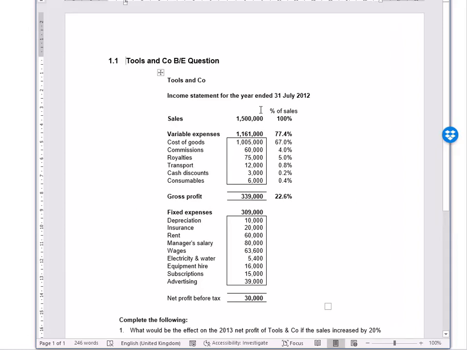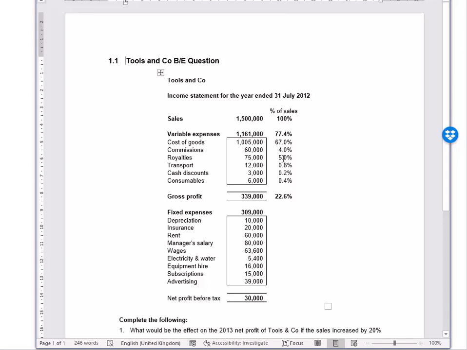In this business for the year, we're told that the sales is 1.5 million, and we have a series of variable expenses here that sum up to the top, and sales minus variable costs gets you to a gross profit, and we're given a series of fixed costs. And there's the total of the fixed cost, 309,000. And if you take your gross profit less your fixed expenses, you get the net profit of 30,000.